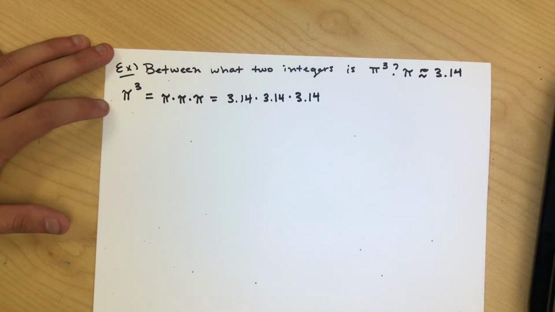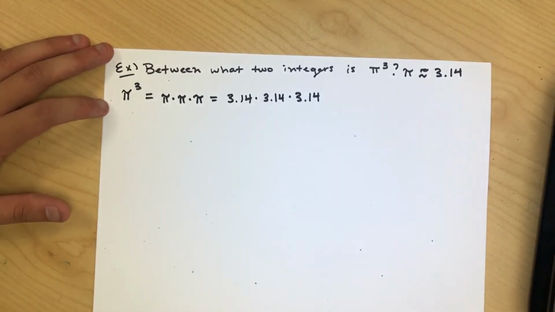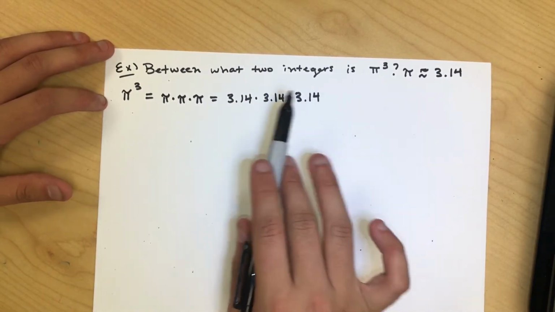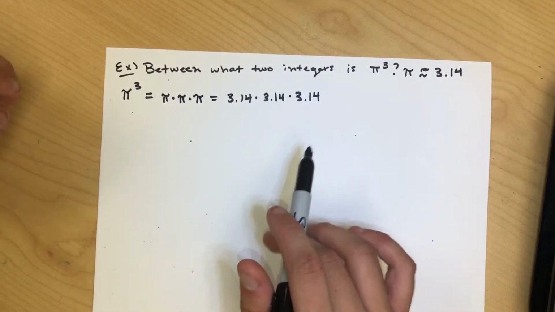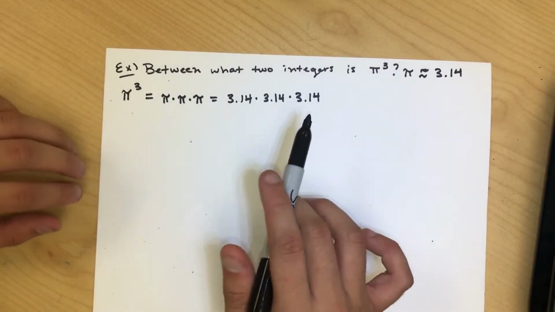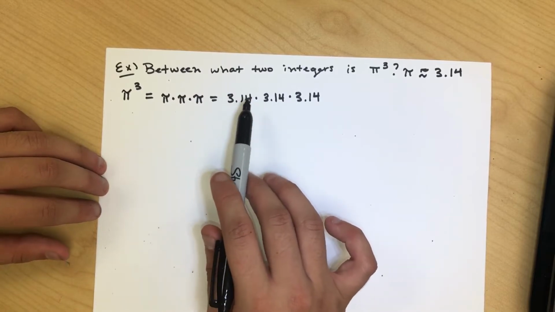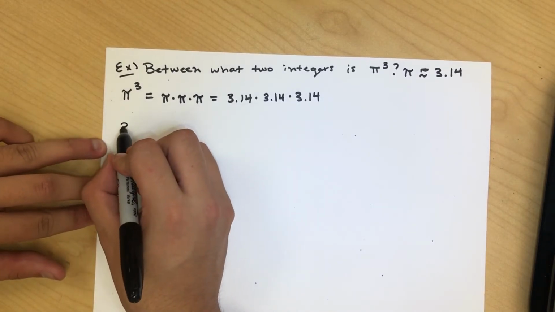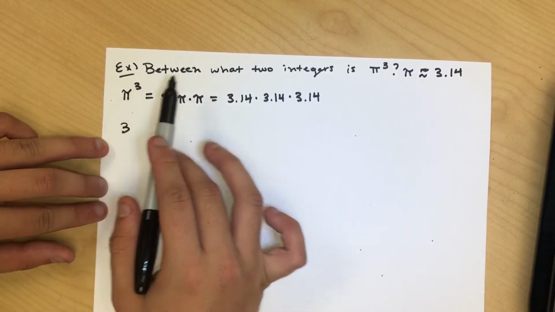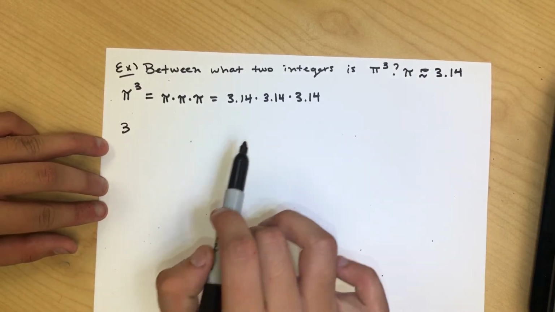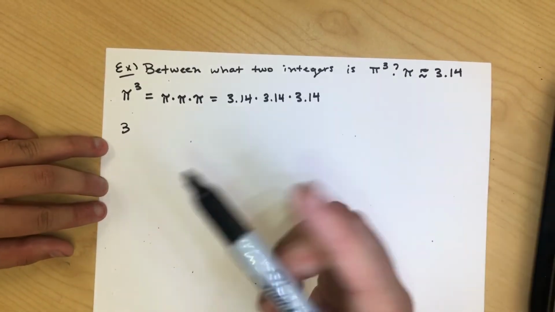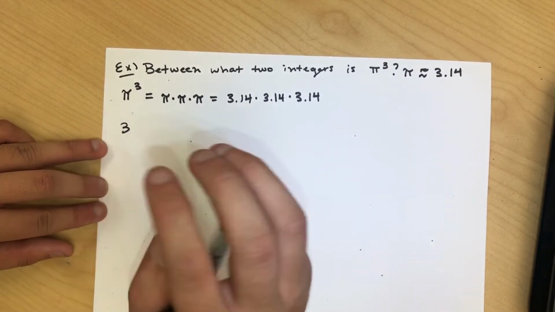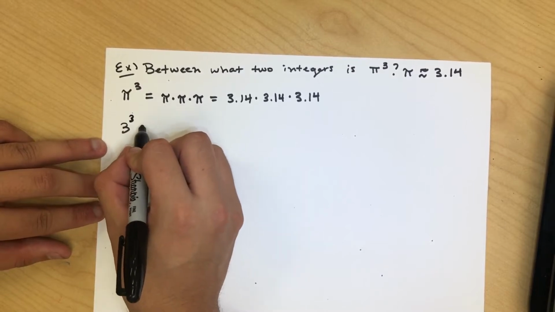Okay, and maybe we want to know between what two integers pi cubed is. Well, it's going to be kind of hard multiplying these together and approaching this problem that way. So instead, let's look at a number very similar to 3.14 that we know a little bit more about, like 3. So instead of considering pi cubed, which is 3.14 times 3.14 times 3.14, let's look at a number a little bit smaller than 3.14. Okay, a number a little bit smaller than pi. Let's look at 3. Let's look at 3 cubed.